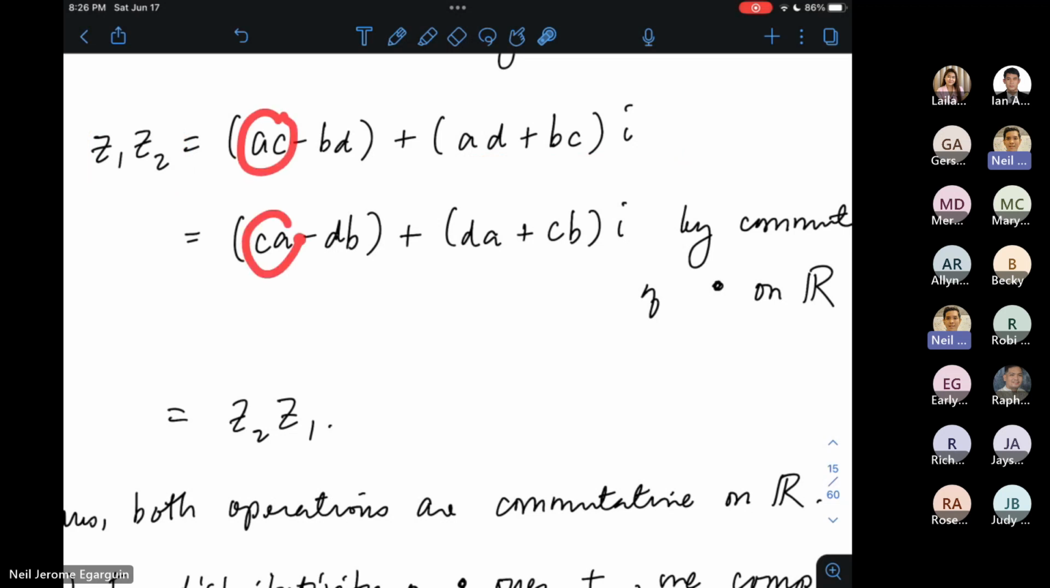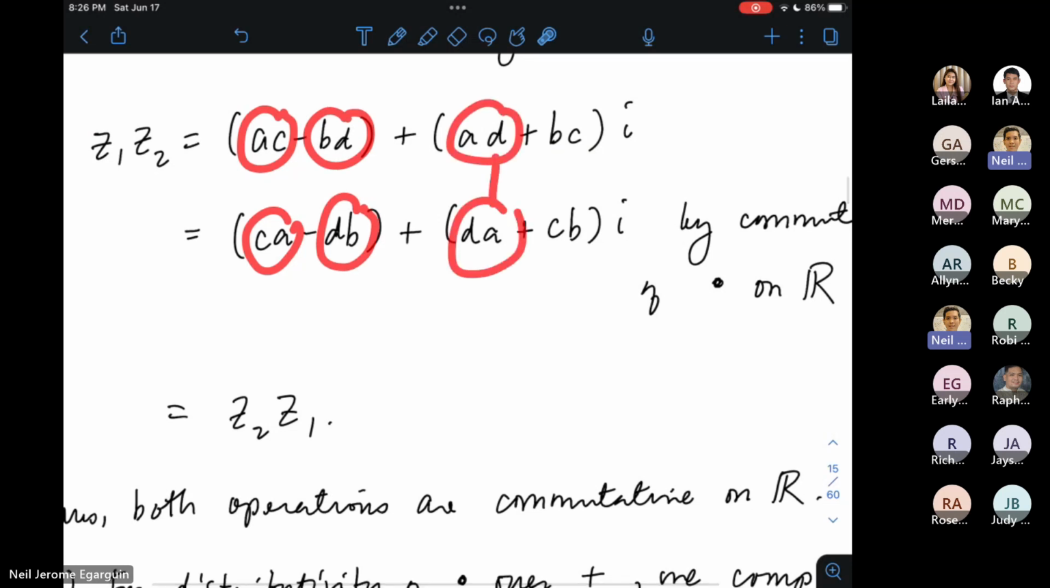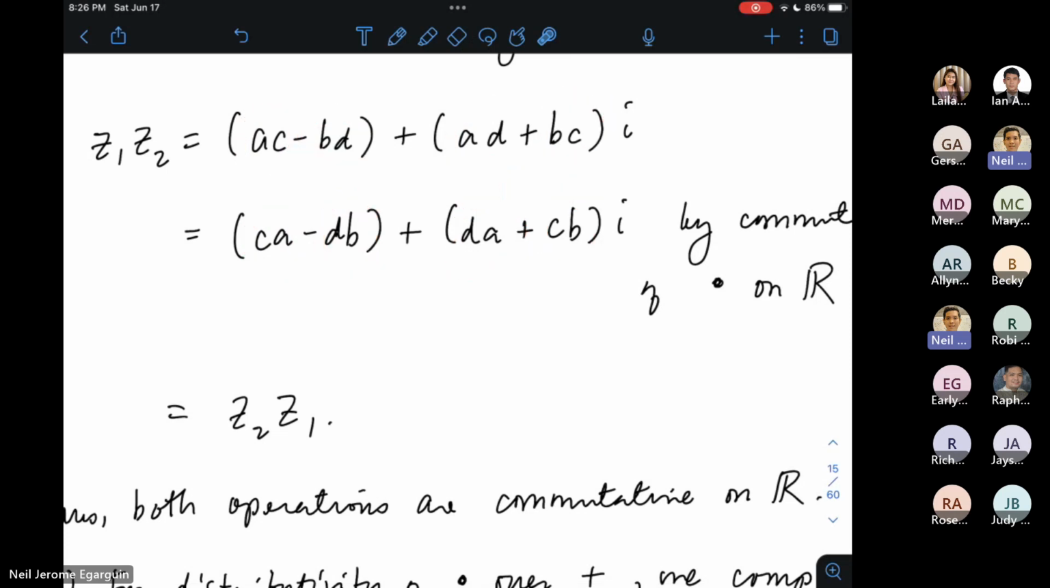Well, will you just use commutativity of multiplication? Yung AC, susulat ko as C times A. Yung BD, susulat ko as D times B. Yung AD, susulat ko as DA. And yung BC, susulat ko as CB. Just commutativity of multiplication of real numbers.